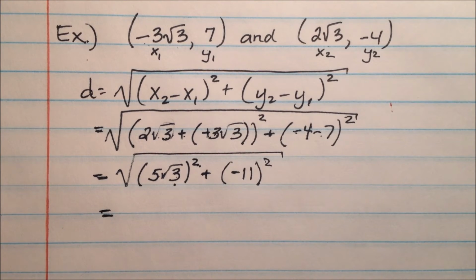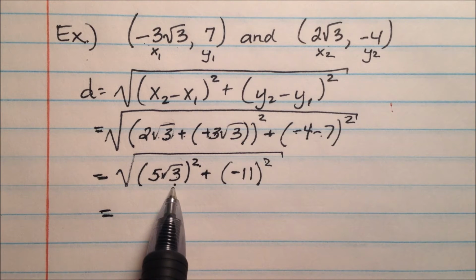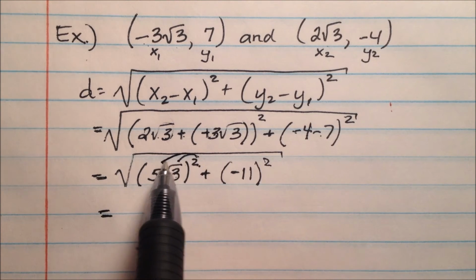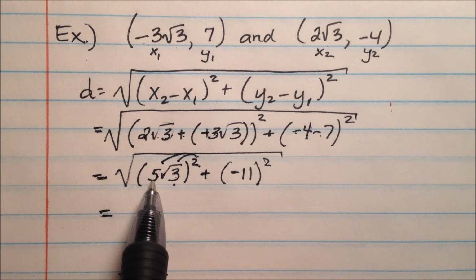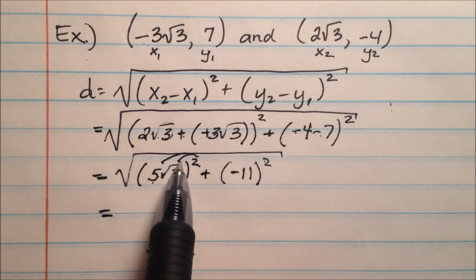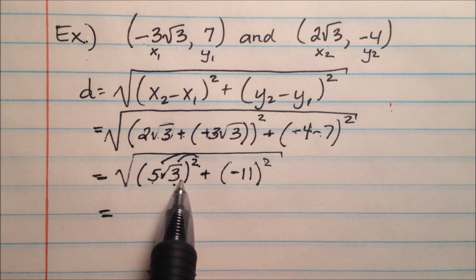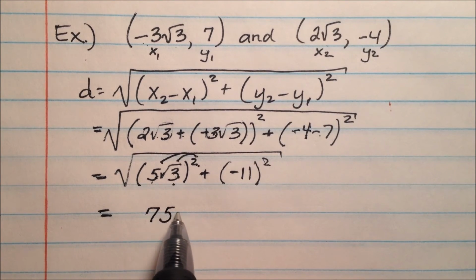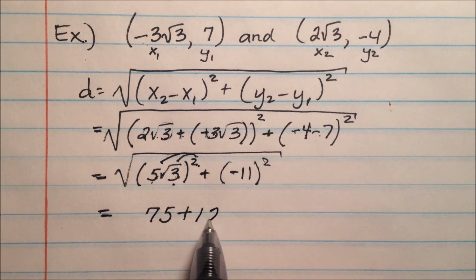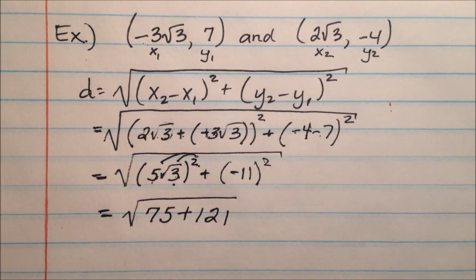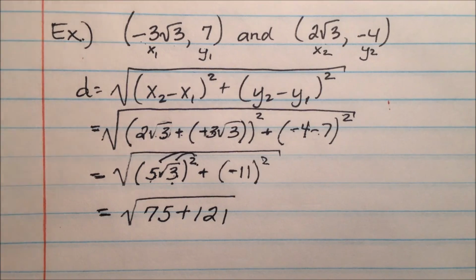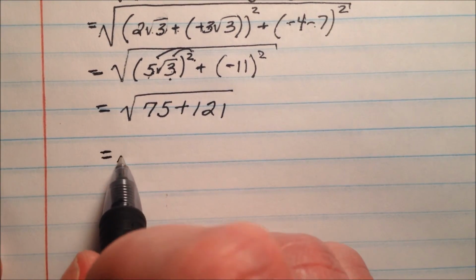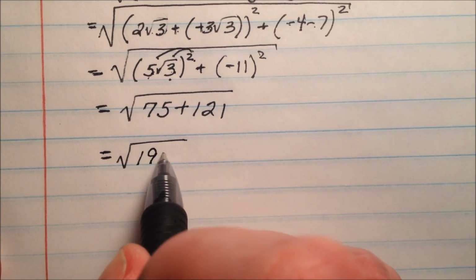So we talked previously about how to square this square root. We're going to distribute this square to both of those terms. So it'll be 5 squared, which is 25, times just 3, because the square root of 3 squared is just 3. So 5 times 5 times 3 will be 75. And then negative 11 squared will be 121. So it'll be the square root of 75 plus 121, which as we move this up, we'll notice is going to be 196.